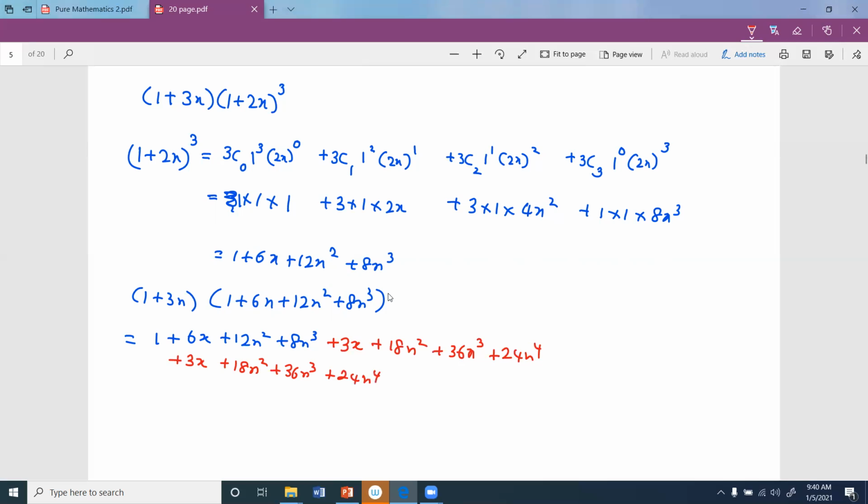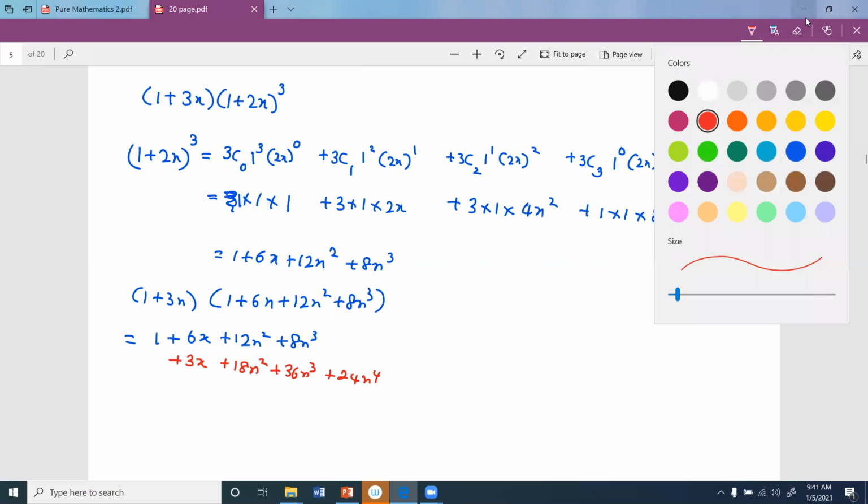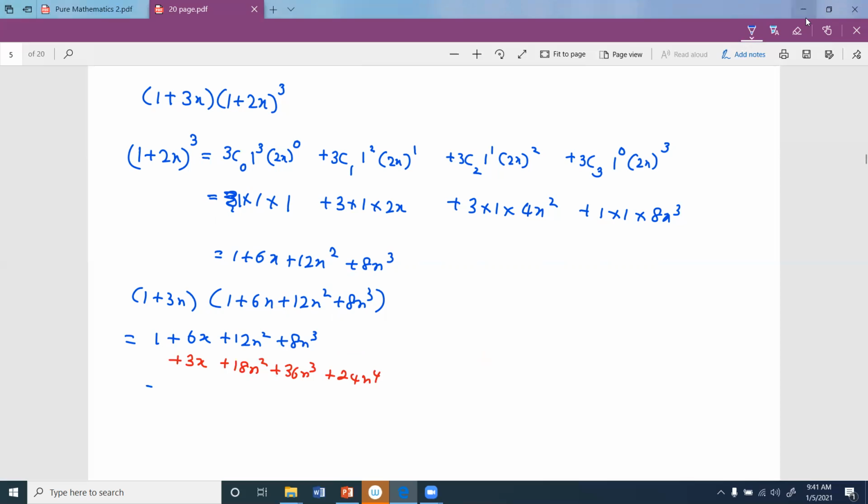Now there is no need for this part, so I am erasing it. Without writing horizontally, just writing like this makes the simplification much easier for me. I just add them vertically: 1 + 9x + 20x² + 44x³ + 24x to the power 4. So you can write this very easily.